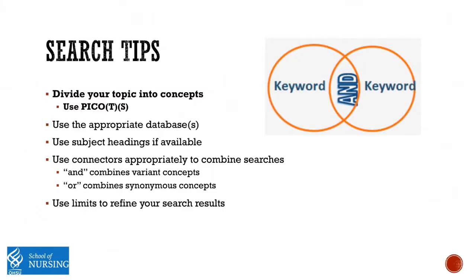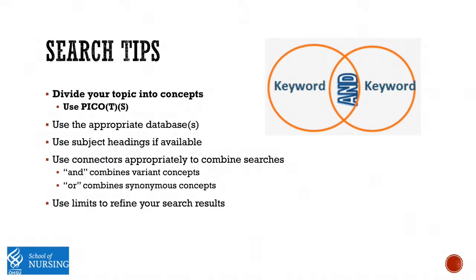So again, going back to these search tips, we want to make sure that we're using the appropriate database, using the appropriate subject headings if they're available, using connectors appropriately, things like words like and or, and using limits to refine your search results.